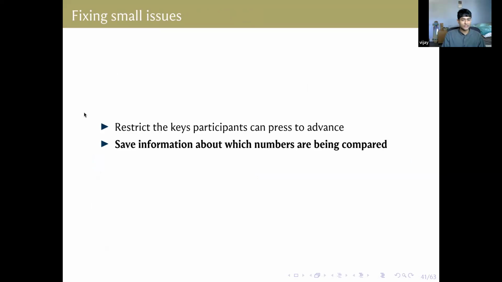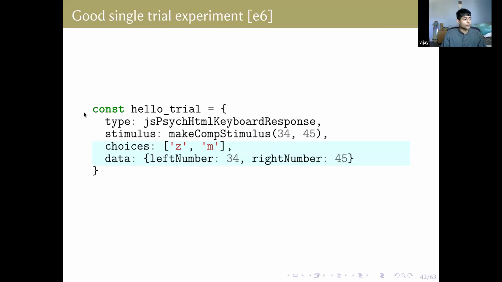Already talked about this. So this is how you do it. It's not too hard. For the choices, the participant only has two choices, the Z and the M keys. And then you can provide data saying, save this as part of the output. So the left number is 34, the right number is 45.